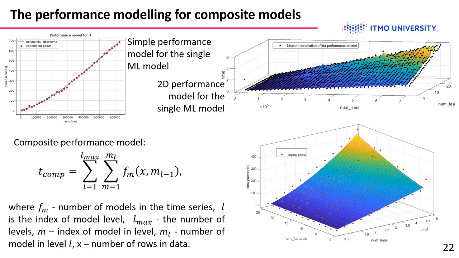But it can also take into account the number of features. So we have a two-dimensional model for a single model, for example, a machine learning model like LDA or random forest. And we can use the additive principle to obtain the composite performance model, just some set of performance models with specific parameters that depend on the number of inputs of each model and the size of data that we use to compose the model.